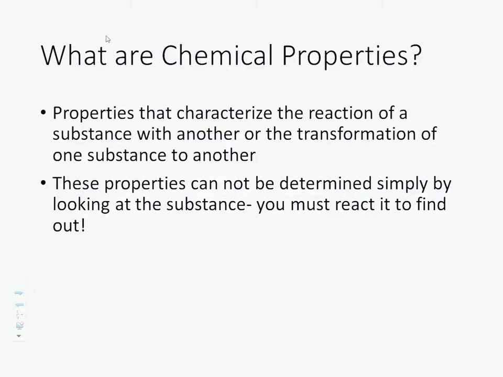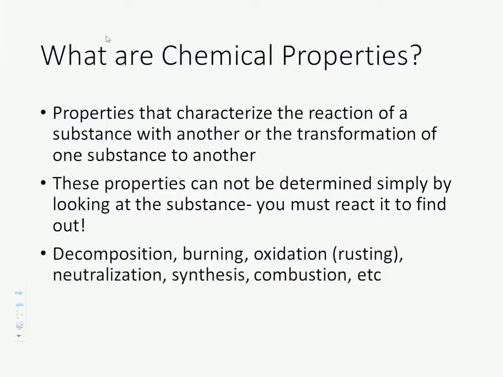So in order to figure out the chemical properties of a substance, if you can just look at it and tell what the property is, it's not a chemical property. That would be a physical property. But if you must perform a reaction on it to figure it out, it's going to be a chemical property. Examples of these would be decomposition. All right, so taking one big compound and breaking it down into multiple things.